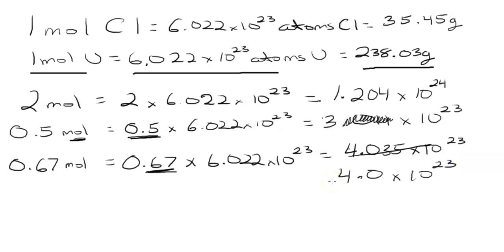So that's how you convert particles. So if I had 2 moles of maybe oxygen atoms, that means I'd have 1.204 times 10 to the 24th atoms. Or if I had a half a mole of sodium chloride formula units, that means I'd have 3 times 10 to the 23rd formula units of sodium chloride. Or if I had 0.67 moles of whatever, carbon atoms, that means I'd have 4.0 times 10 to the 23rd atoms of carbon.